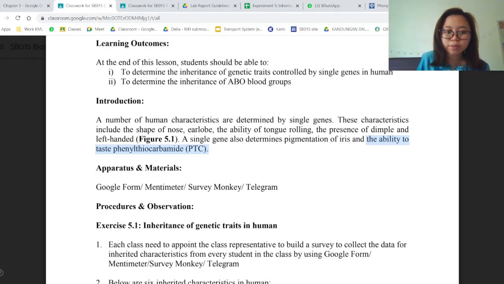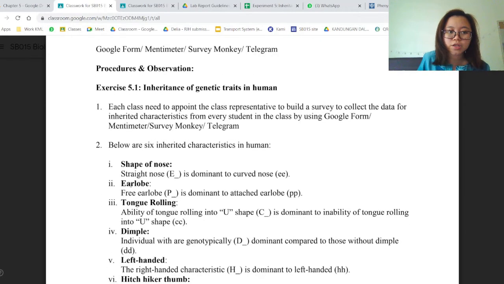Alright, the apparatus and materials, we are not using any of this. We are using Google Sheets. Jadi nanti kamu buat lab report, sila tulis Google Sheets sahaja. Alright, so these are the procedures and observation.